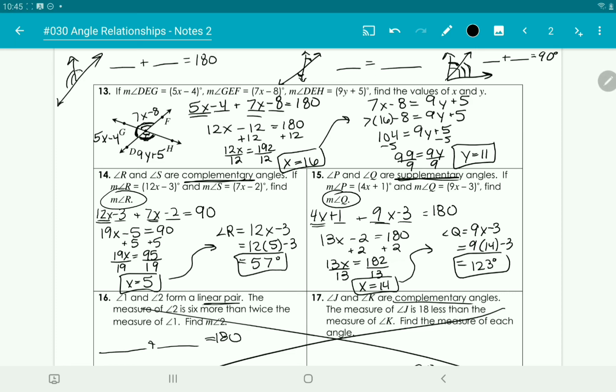If they give you a straight line, or if you know they add to 180, then you do blank plus blank equals 180, fill in the angles there. And then if they give you a right angle, or you know they're complementary, that's the other word, you do blank plus blank equals 90, and you just fill in the angles there and solve.